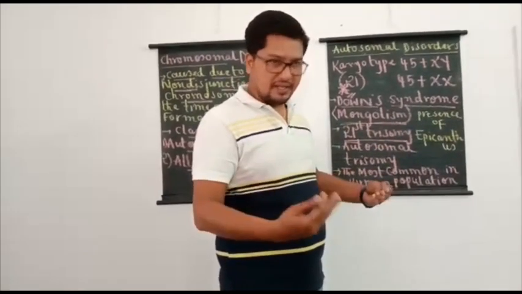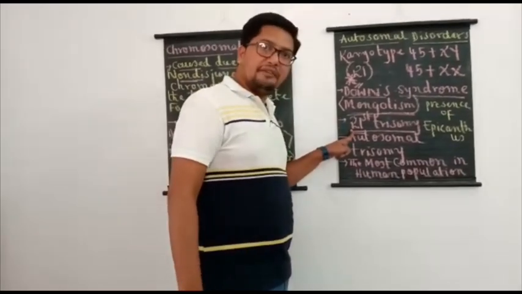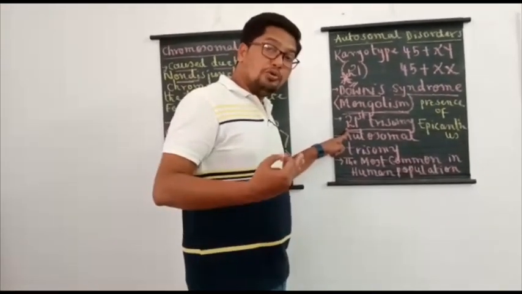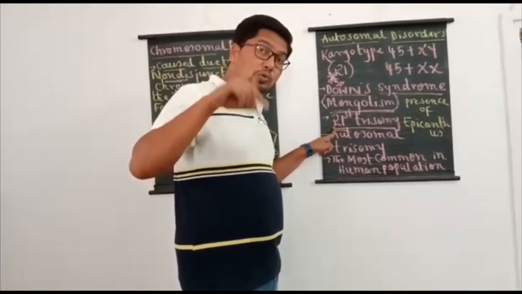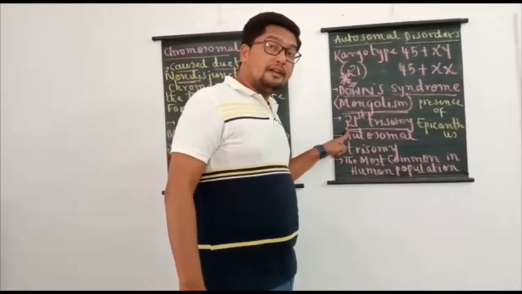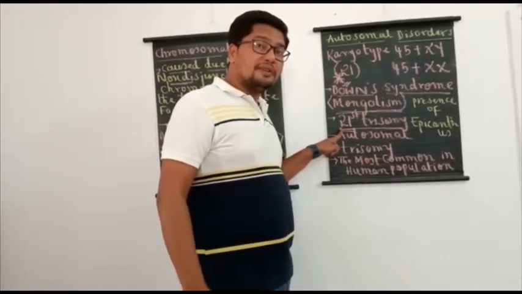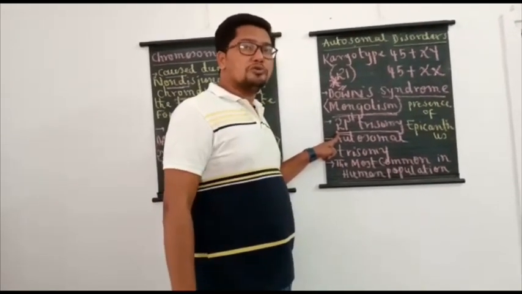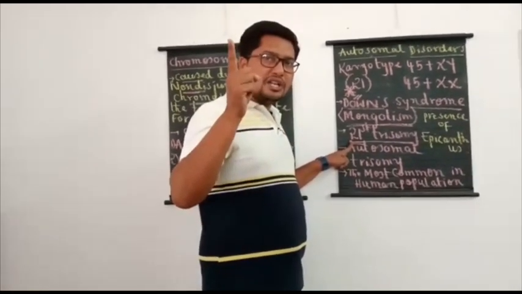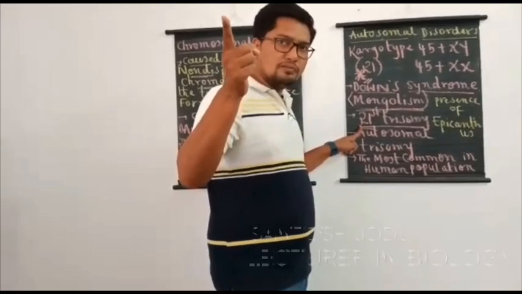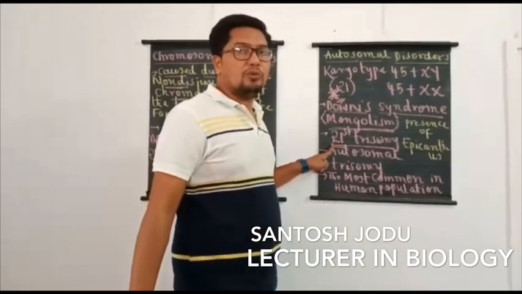I repeat, what is the reason for Down syndrome? 21st trisomy. What do you mean by trisomy here? Instead of 2 copies of autosomes in the 21st pair, how many copies are present? 3 copies of autosomes are present. So that's why I am saying that an additional copy of autosome is added to the 21st pair of chromosomes.